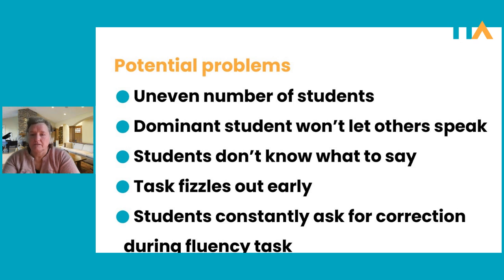Right. Right. So yes, M said uneven number can lead to three in a group and one may not have a chance to speak. Yes. Students being nervous to participate. Yes, they can be nervous, they can be shy, they can be worried about mistakes, especially adults. Children, not so much, but especially adults. They can be very self-conscious sometimes.